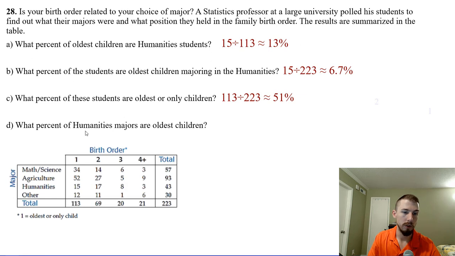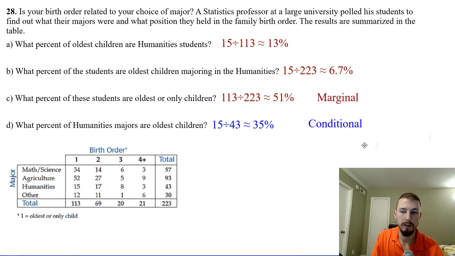But what percent of humanities majors are the oldest children? Of the humanities majors, that would be of the 43, 15 out of 43 are going to be humanities. So that's going to be 35%. Now these two percentages here are special. One of them is a conditional distribution and one of them is a marginal distribution. This is actually how we check for independence, which is kind of cool.